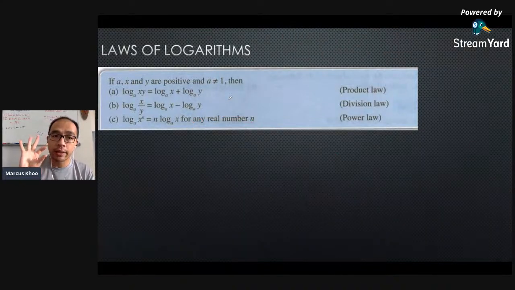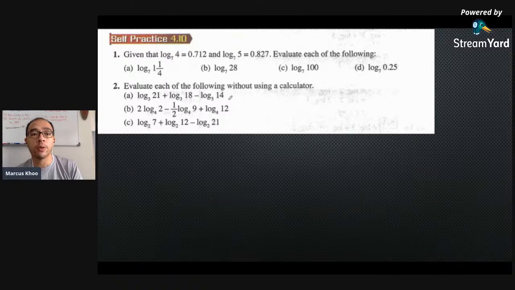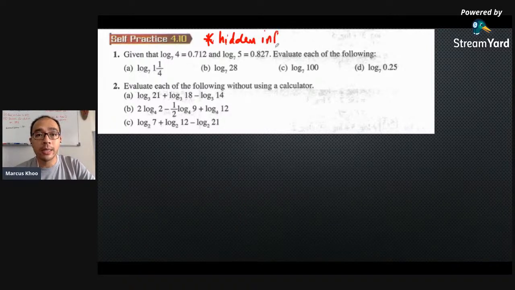Okay, so these are the 3 laws of logarithms and we're going to use them to do the following. You're given that log 4 equals 0.712 and log 75 is 0.827. Evaluate each of the following. When you are given these kinds of questions, this is the one thing you need to remember: there is always a hidden information. The hidden info is that log 7 equals 1.